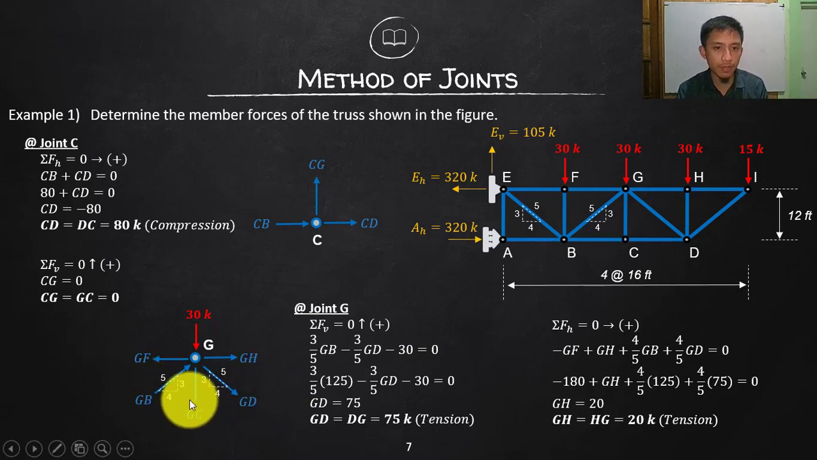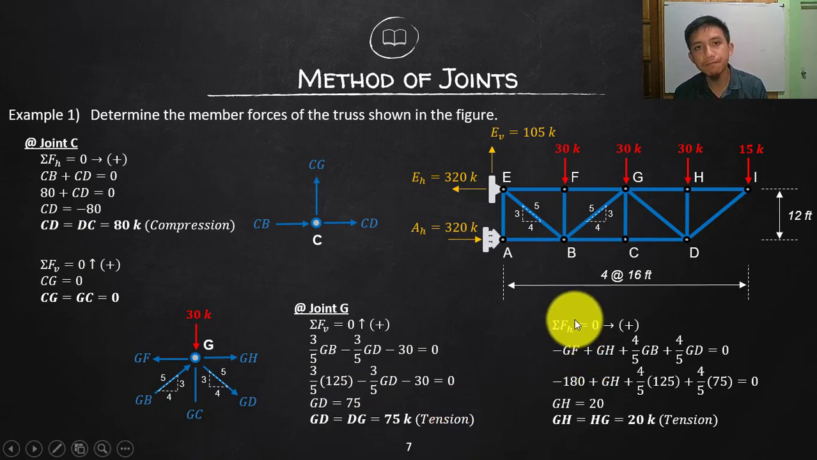So every going up is positive. So component of this, 3/5 of GB, is going up, so positive. Negative of this, 3/5 of GD, which is the unknown, negative, going down, and then negative 30 going down. So substitute what we know, which is GB 125. Then simple algebra, solve GD will be 75. It means our assumption, since that is positive, is correct, therefore that is tension. So GD, DG is equal to 75, which is tension.